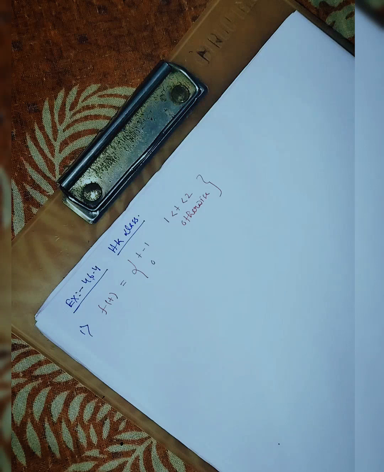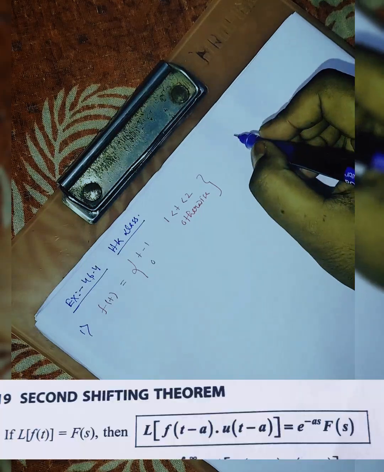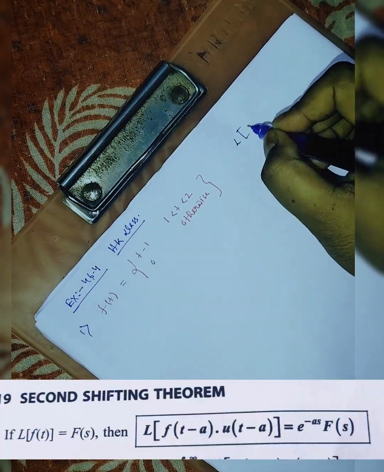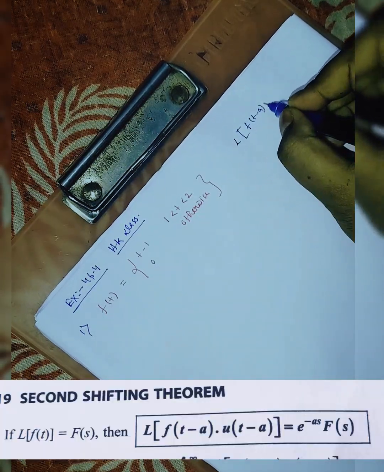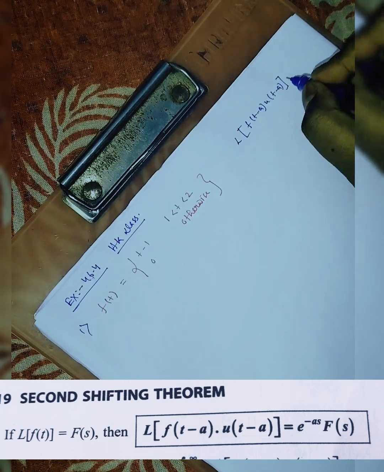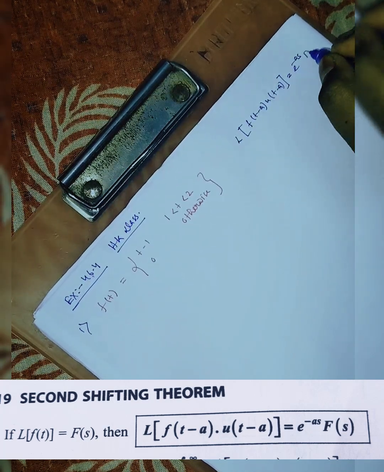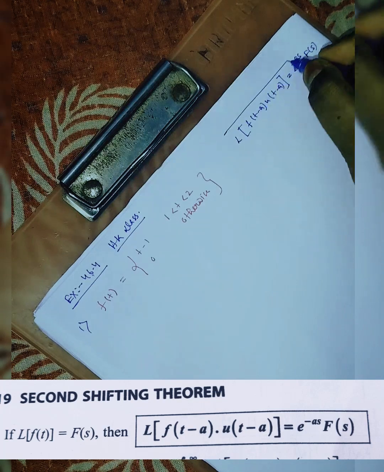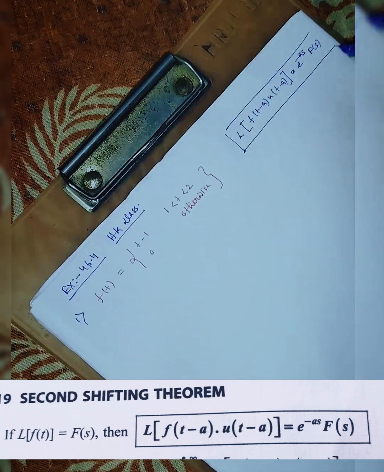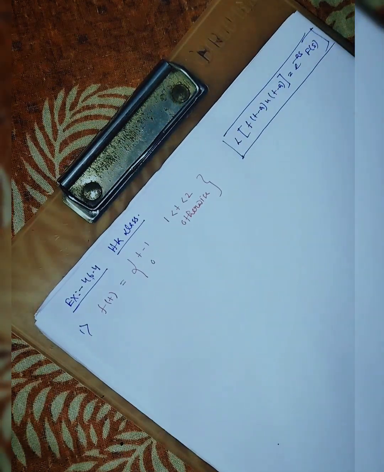I think you all know how to solve this if you use the unit step function in the Laplace transform. So I am writing a formula here: L of f of t minus a times u of t minus a equal to e to the power minus a s times F of s. I am considering that you all know about this formula. If you don't know about this, then please read it. I will use this, but before that I need to rearrange this function.